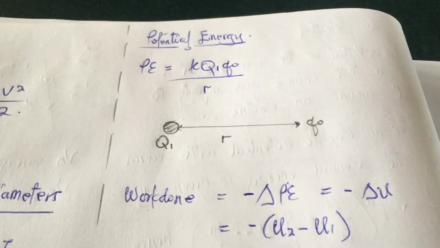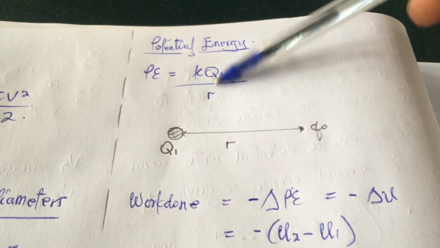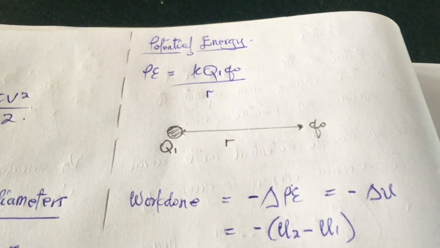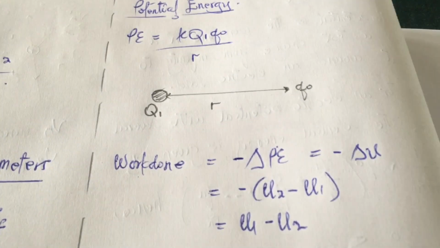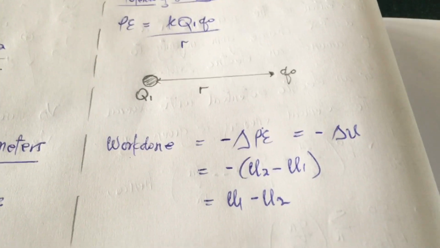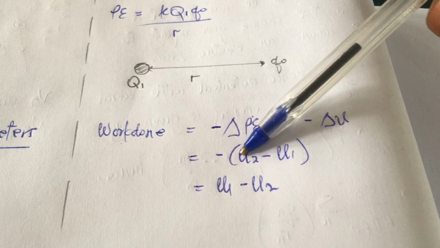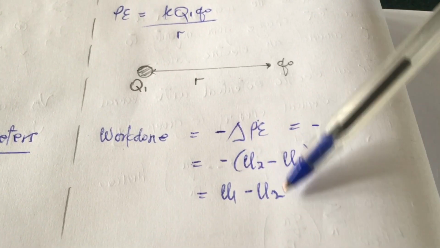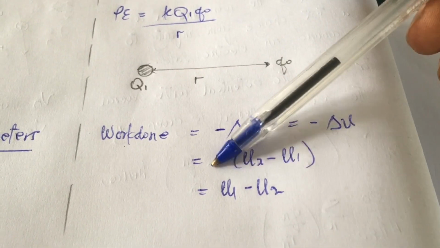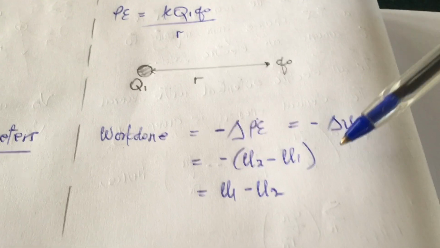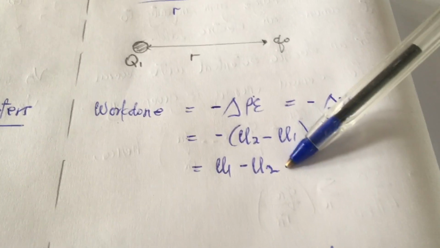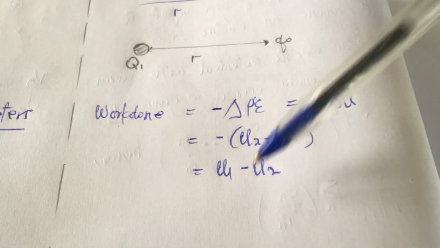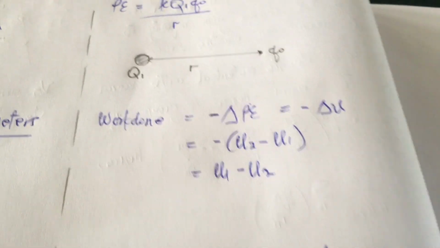Now, from the potential energy formula, we can derive the formula for work done. Work done is simply what? The negative change in what? Potential energy. This is the formula for the change in potential energy, but they are saying negative change, so it's negative, then your change in potential energy. When you simplify this, you are going to get U1 minus U2, or negative U2 plus U1. You are still going to get the same thing.